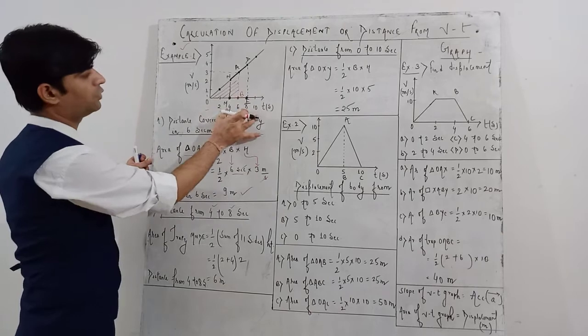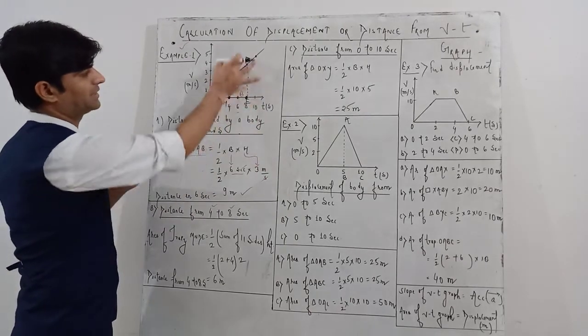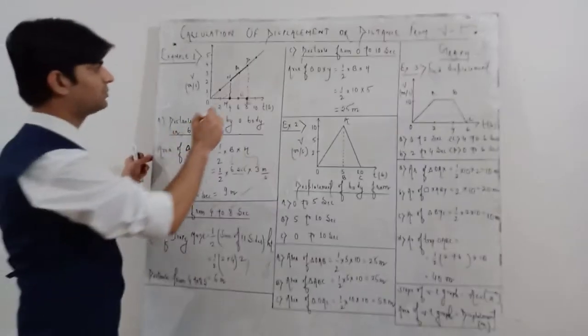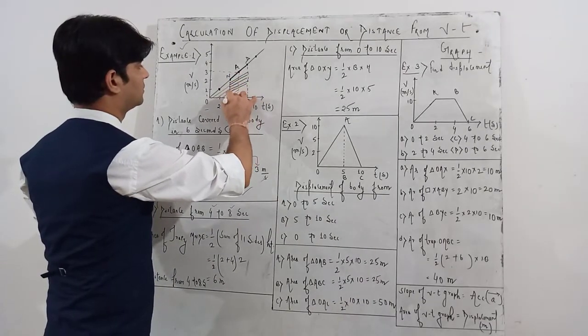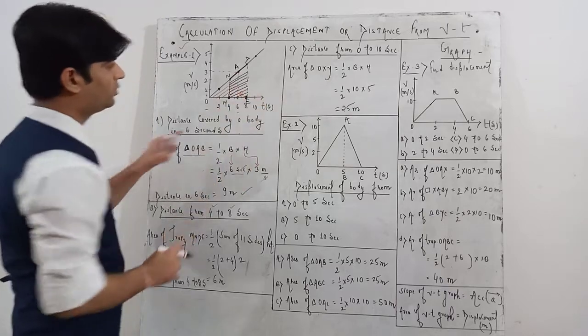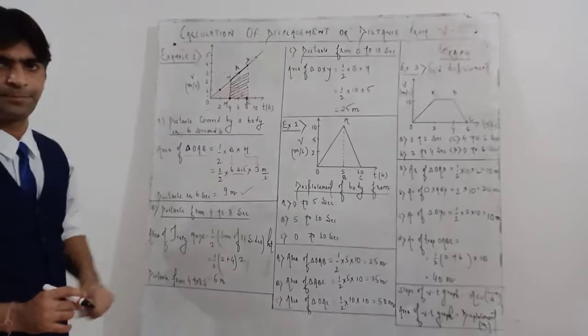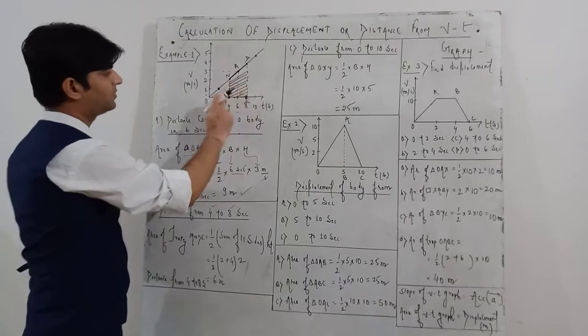This is the 4 to 8 second section. Now again, if you shade this portion, which structure is it forming? Trapezium. This is forming a trapezium.